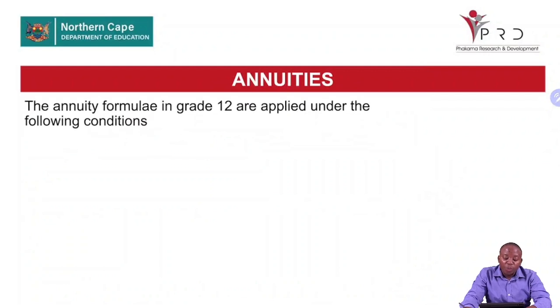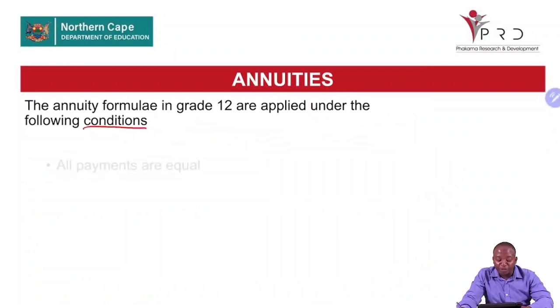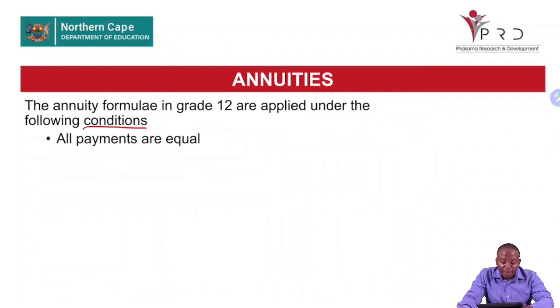Now, annuities. We need to know the following conditions for annuities in grade 12. The annuity formulas in grade 12 are applied under these conditions. First, we apply annuities where payments are equal. That means you are making regular, equal payments, 500 rands per month, until you finish paying off the loan, for example, or until you reach your goal in future, which is the future value.